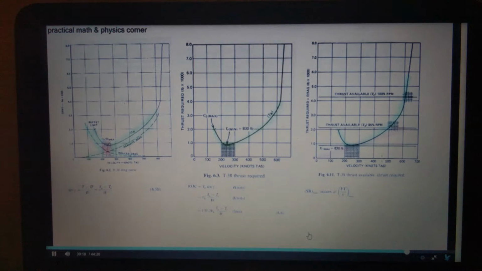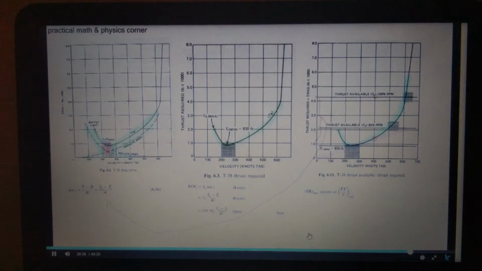We find whatever speed we are looking at, 400 knots for example, looking at thrust required and thrust available, building the difference between the two, and that difference goes into our climb angle formula.